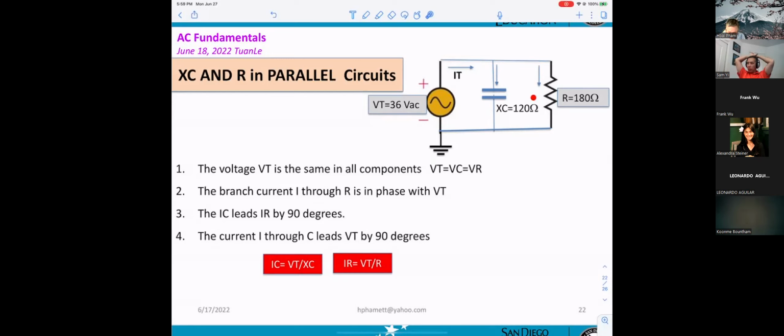Okay, now VC, VR, V total are in phase. Same, okay? For the capacitor, we already know IC leads VC by 90 degrees.